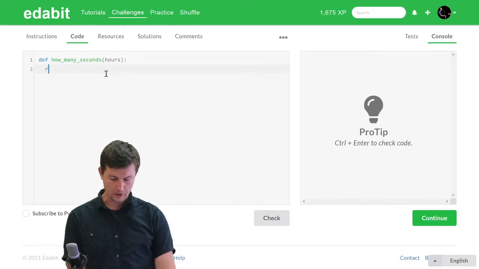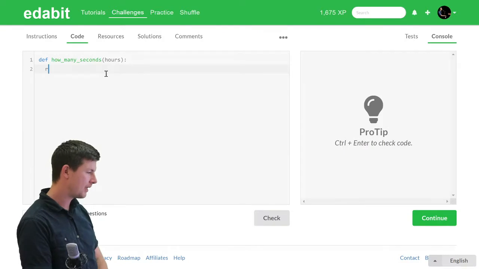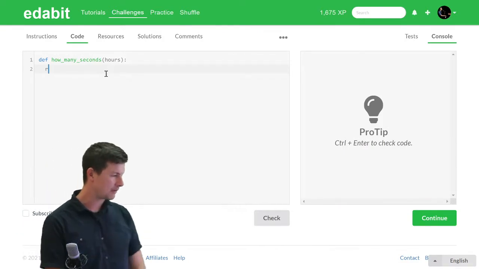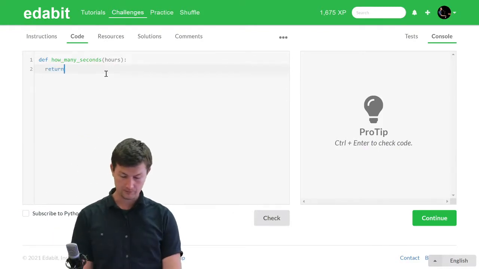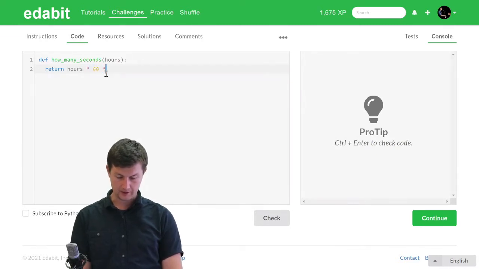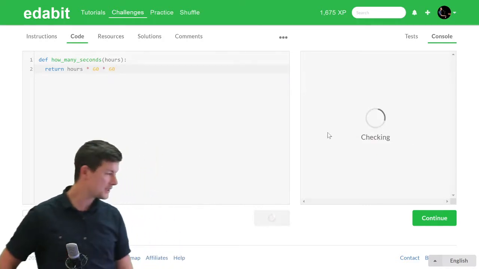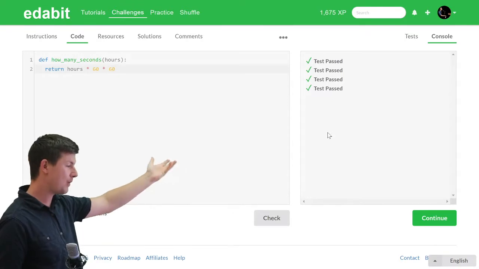write some code. So now we're writing a function here. We haven't talked about functions yet, but functions return something rather than printing something out. They return. So I'm going to say return hours times 60 times 60. And I'm going to check. And it's going to run some test cases and check to see if our solution is working. And well, look at that. It has.